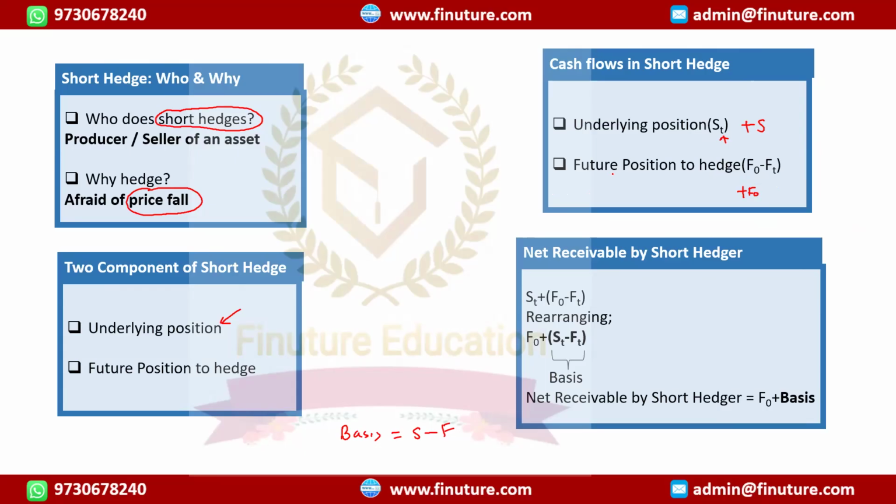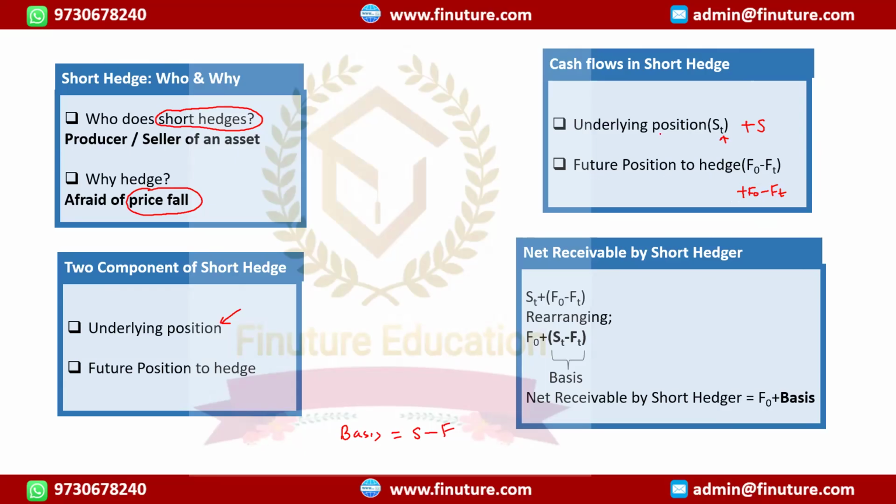Now to close this futures position, like you are selling, you need to buy. So where will you buy? Whatever is the prevailing price at that time for that futures contract. So you will pay that, and you have already agreed to sell at some predetermined price, which is F0. So this is a cash flow to close this futures position.